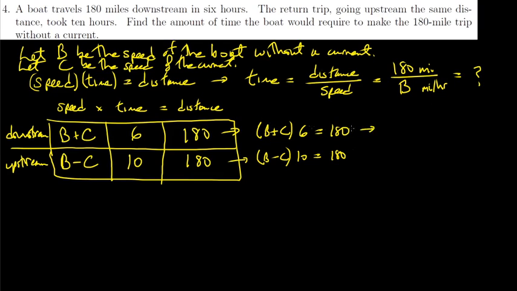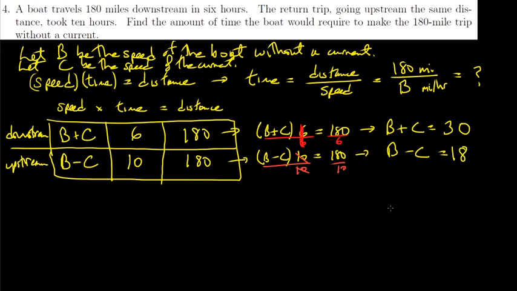And you could multiply by 6, but because the 6 is on the outside, I would just divide both sides by 6 here. Right? And that cancels the 6. So in this case, B plus C is just equal to 180 divided by 6, I think is 30. Right? And then for the second equation, let's just divide by 10. Right? Because the 10 is on the outside of the parentheses. It's a factor of both. So here we get B minus C is equal to 180 divided by 10, which is 18.